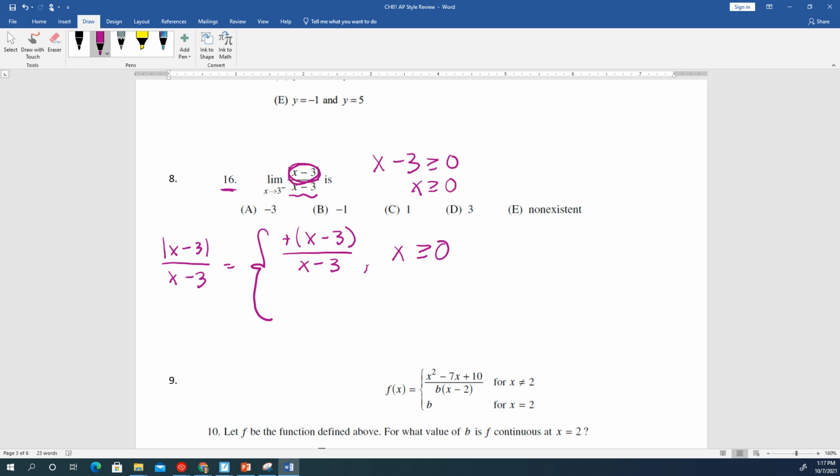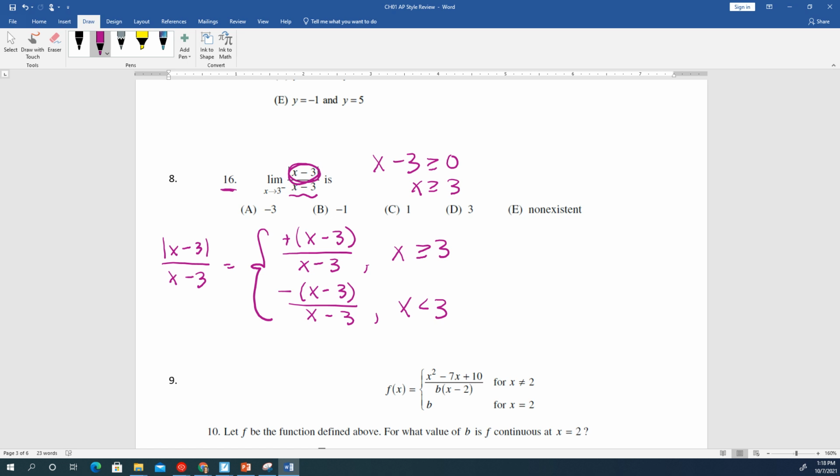We take the positive piece of that, and we take the negative piece of the absolute value bars when x would be, oops, that should be 3. I just wrote it wrong. When x is less than 3.